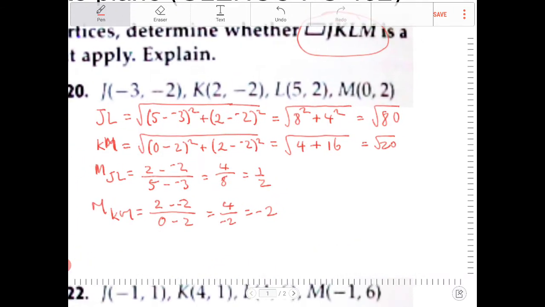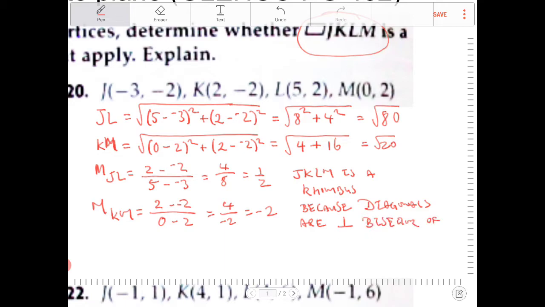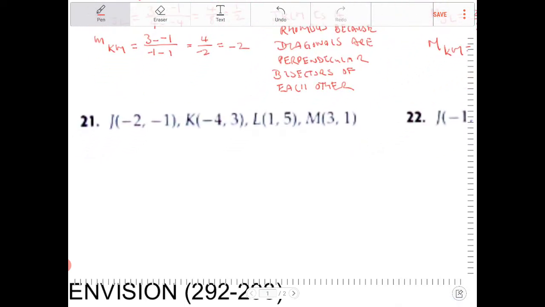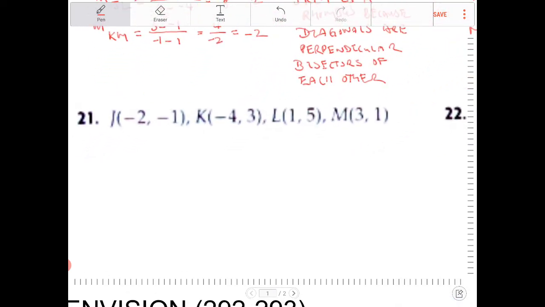So again, JKLM here is a rhombus, because diagonals are perpendicular bisectors of each other. Okay, I have to say the problems are not that exciting, but for the sake of practicing, right?